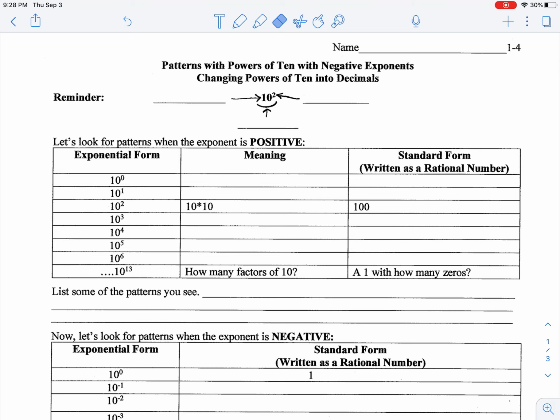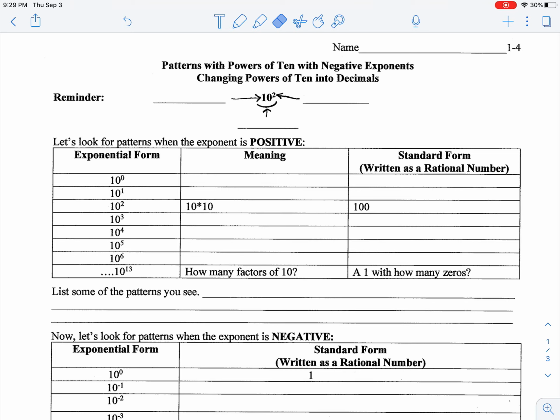We're getting ready for our fourth day, excuse me. We already had our third day. Fourth day of notes, and today we're going to be talking about patterns with powers of 10 with negative exponents, and then changing powers of 10 into decimal numbers or standard notation.